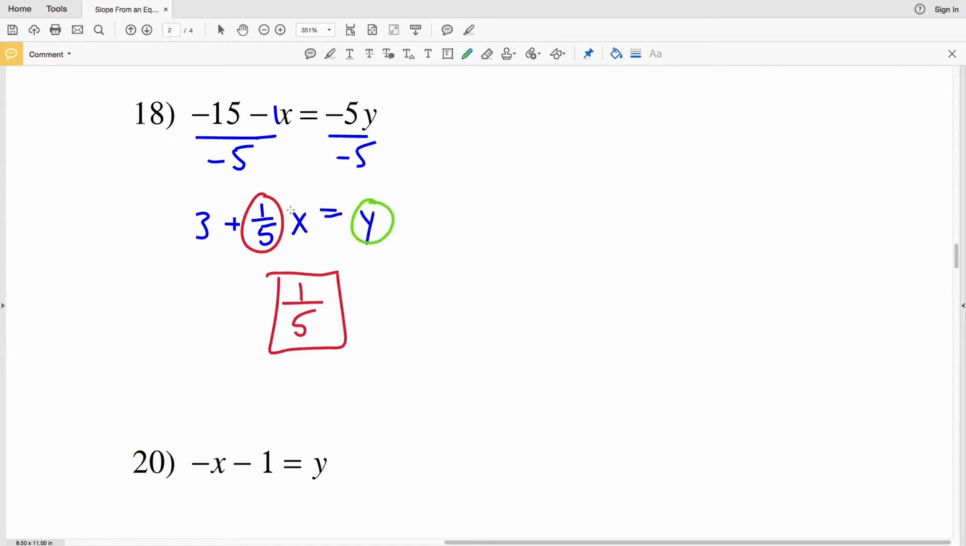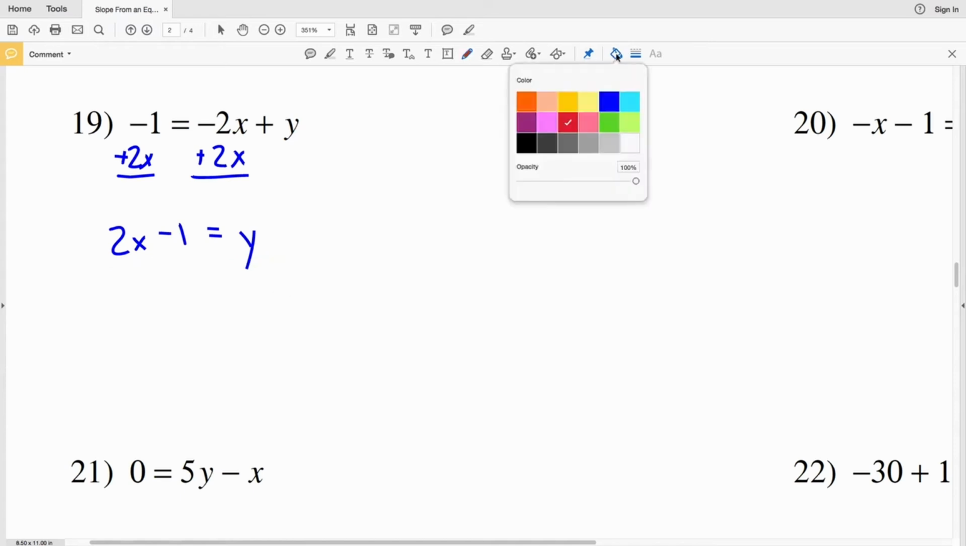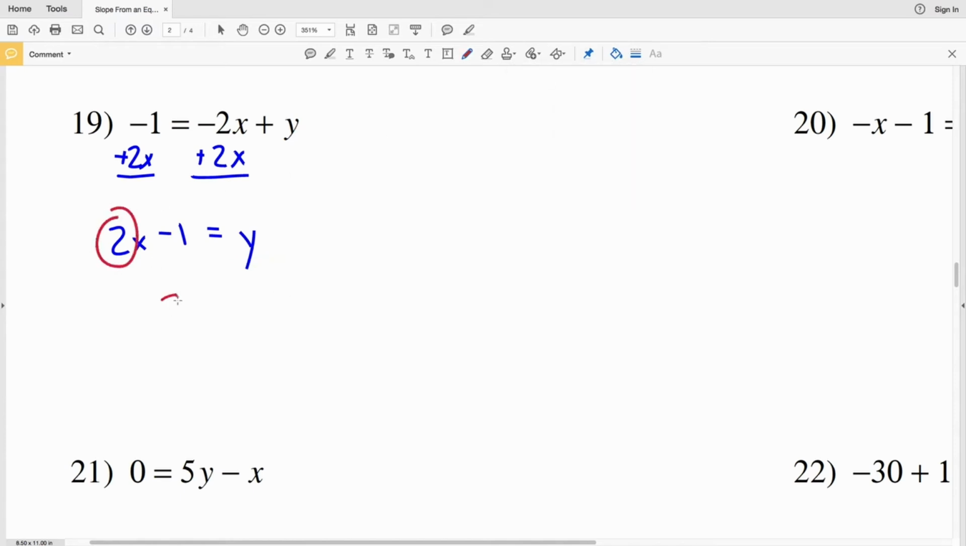y equals mx plus b. In number 19, I'm going to add 2x to both sides. Doing this, we'll leave me with 2x minus 1 on the left, and that's equal to a positive y on the right. So we have y equals mx plus b. So our m, or our slope, is a positive 2.